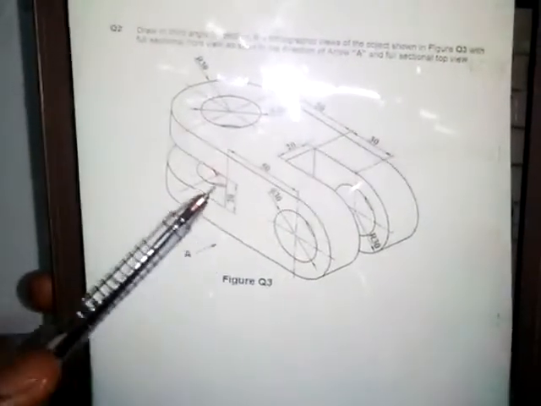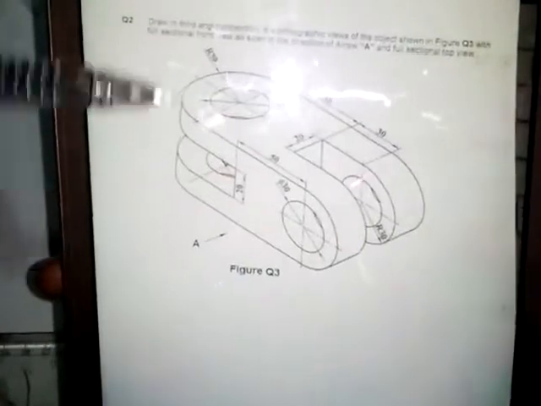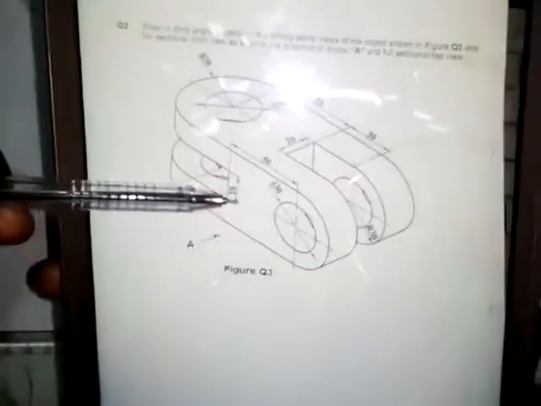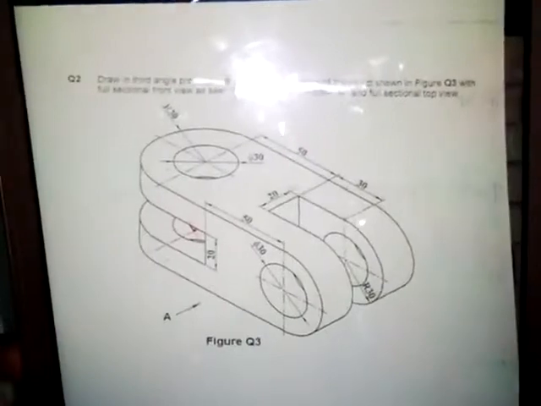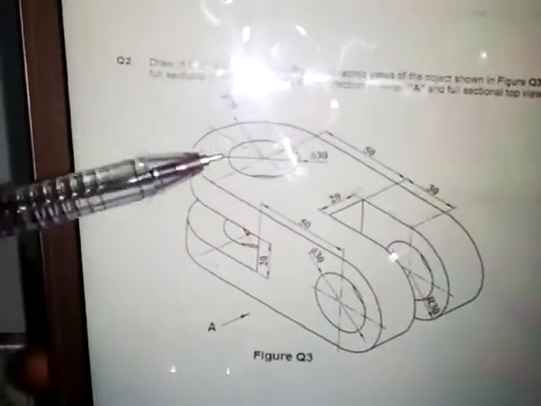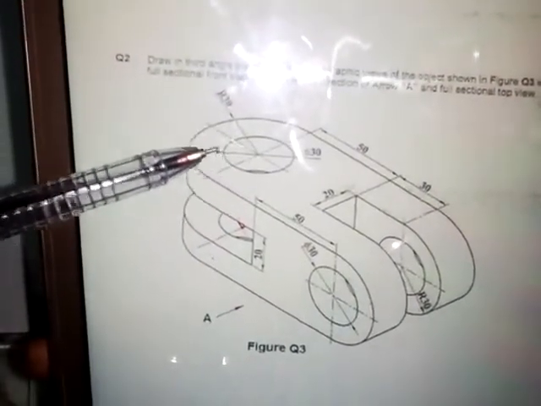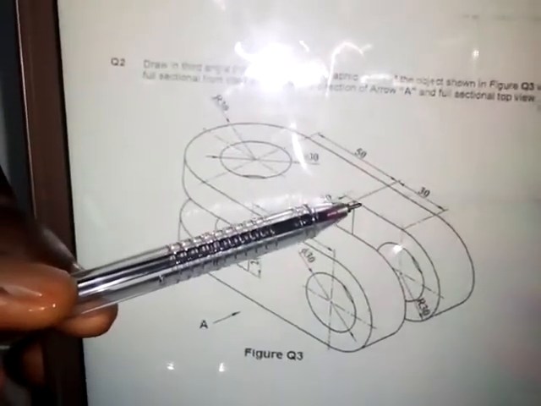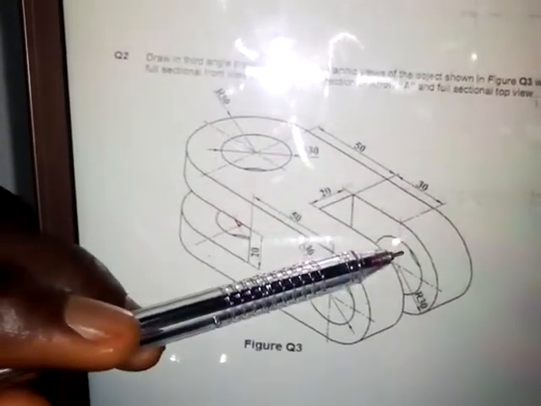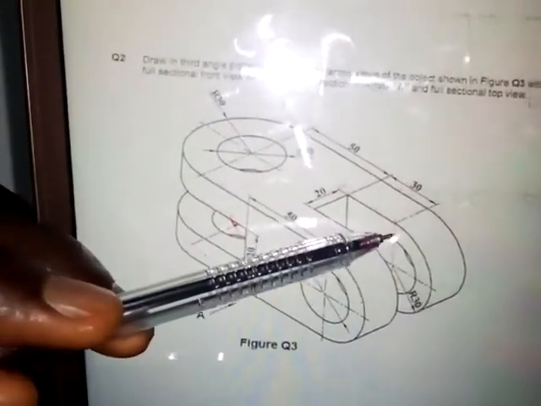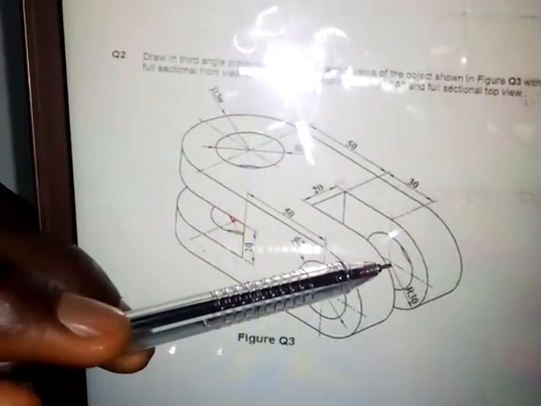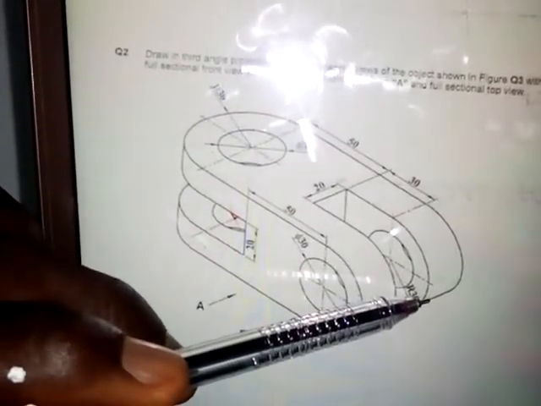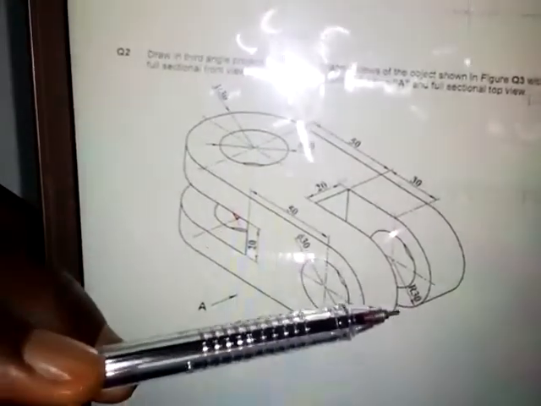And for the sectional top view, we have a cutting plane that passes through the center of this circle and goes like this. Then we remove the upper part, and we want to see what we have under here. Now let's look at the dimensions on the object. From here to here is 30 millimeters. From the center here to this point here we have 50 millimeters, making 80. From here to the center of this circle is 30 millimeters, making 110. And from the center to this end is also 30 millimeters. That means we have 140 millimeters.